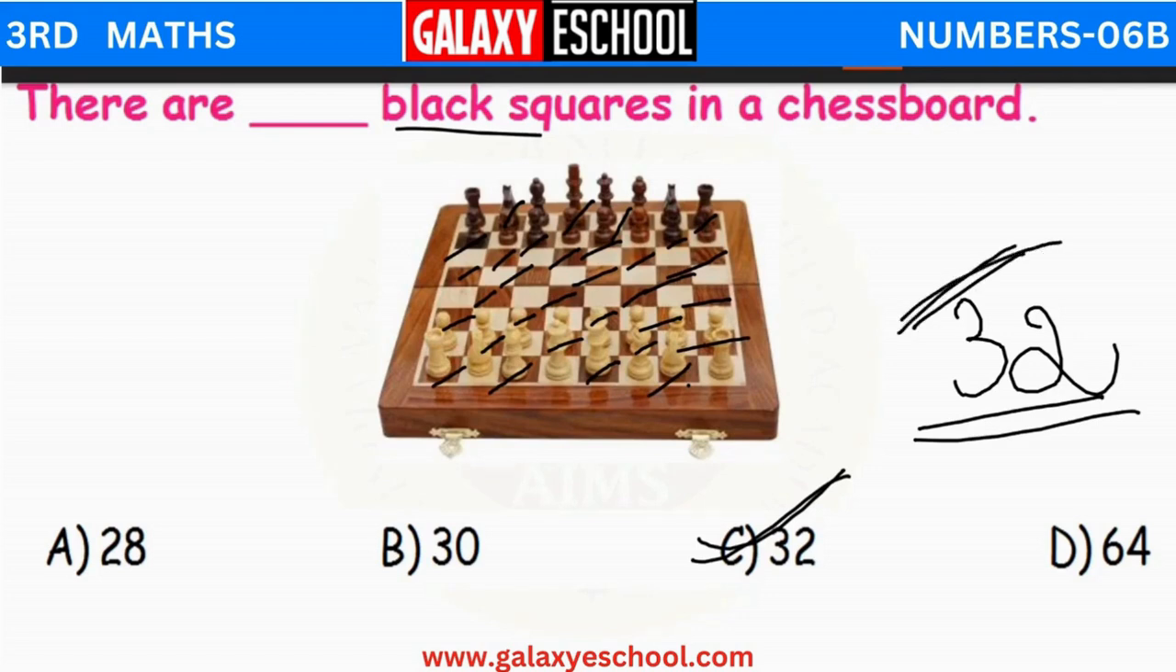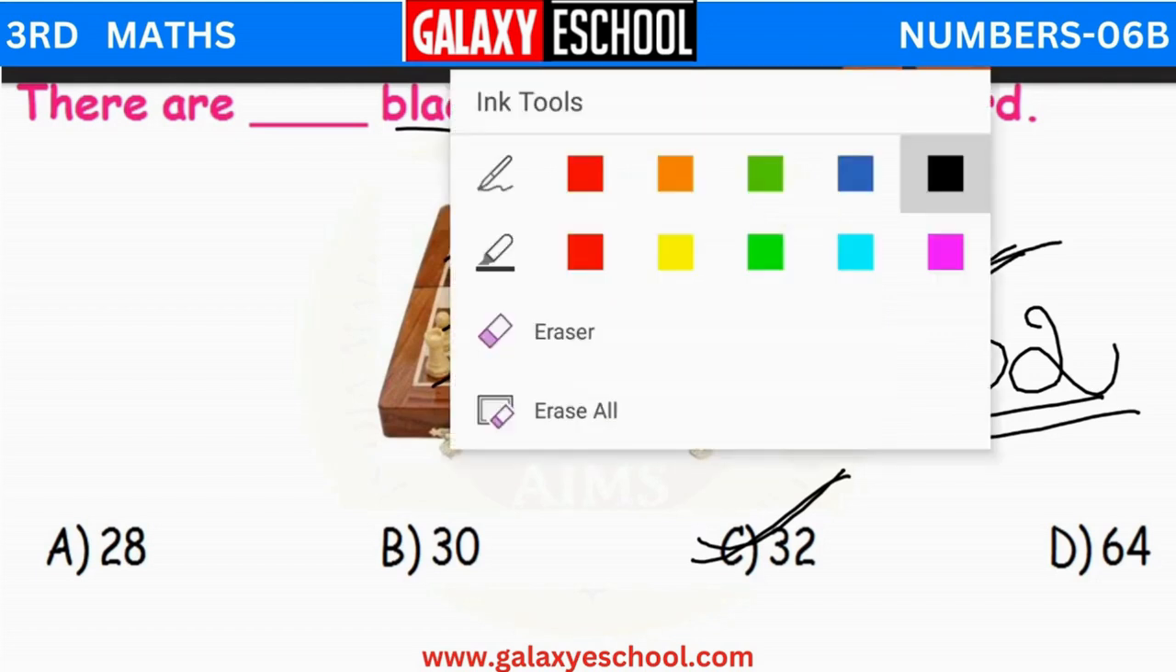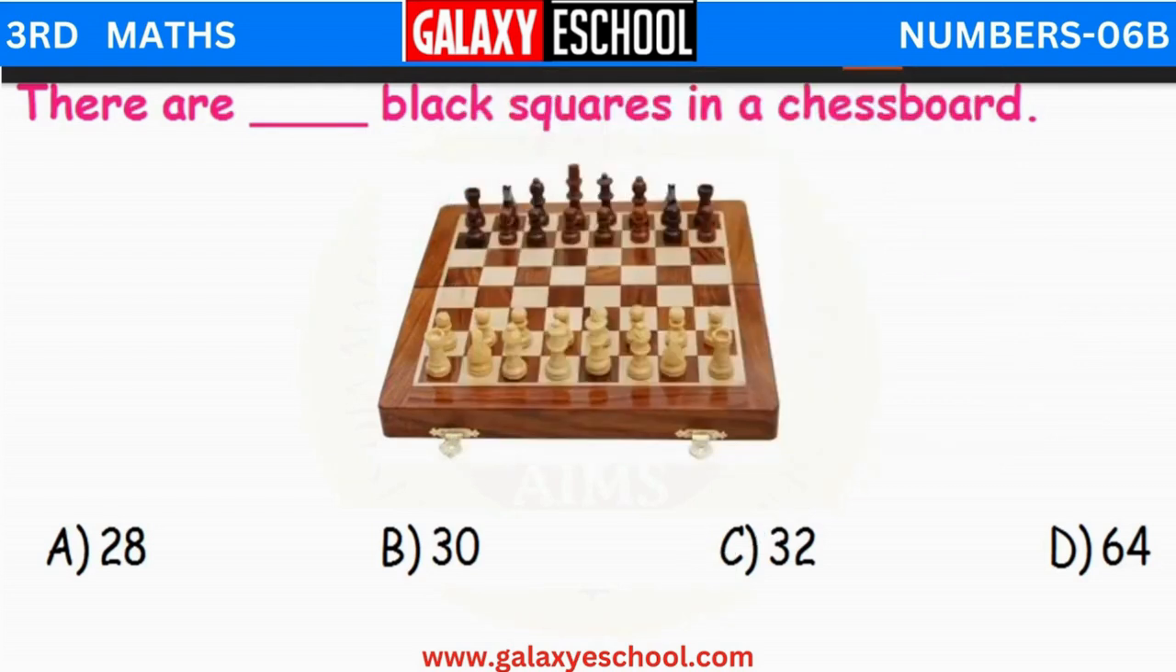Okay. Now in the same way, if they ask you how many white squares are there in the chessboard, that is also the same as 32. Number of black squares is equal to number of white squares. Okay. Or else an easy way to count this is, take any line.